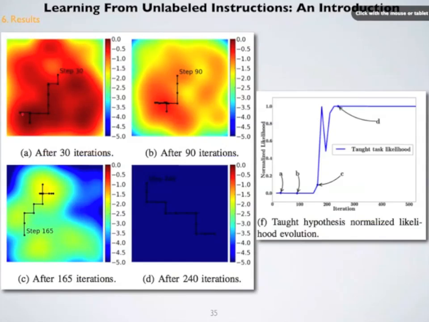In red is very high uncertainty, and in blue it will be low uncertainty. And you can see that the more you progress in the learning, the less there is red on the screen. And once you learn, after 240 iterations, once you know what the task is, then everything is blue. There is no more uncertainty.